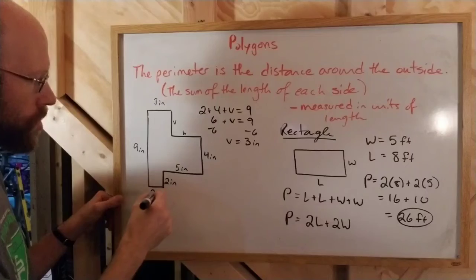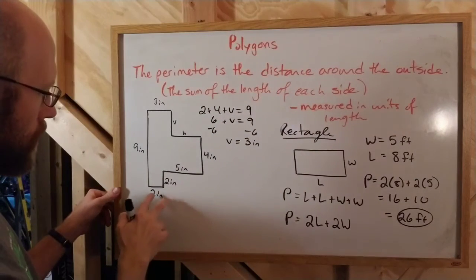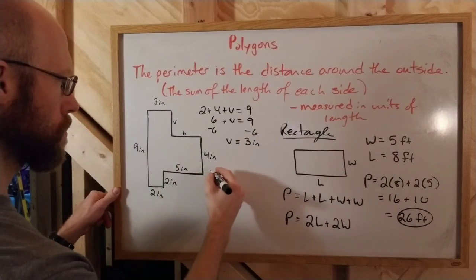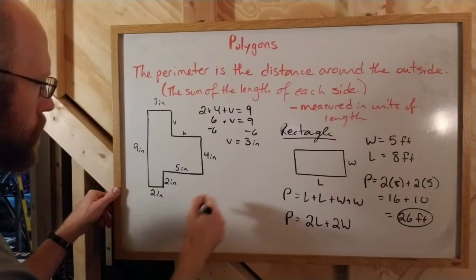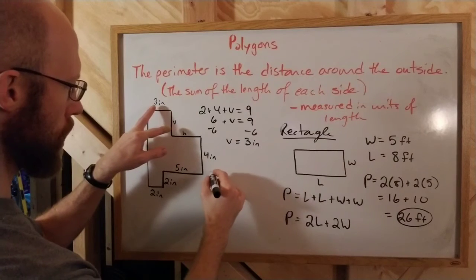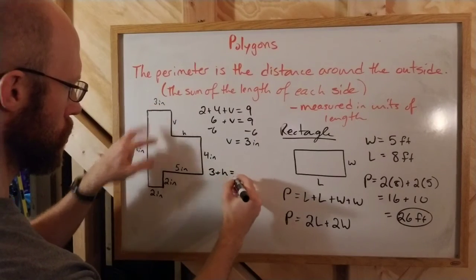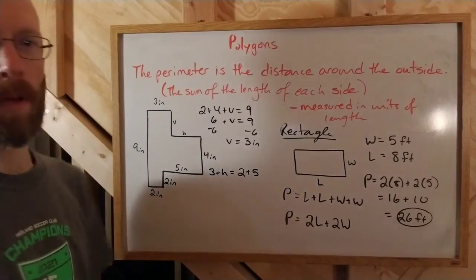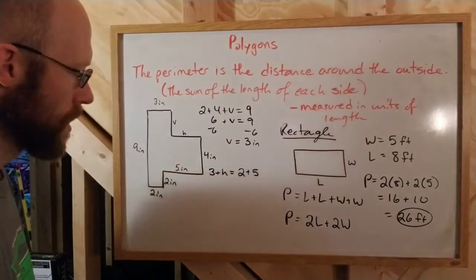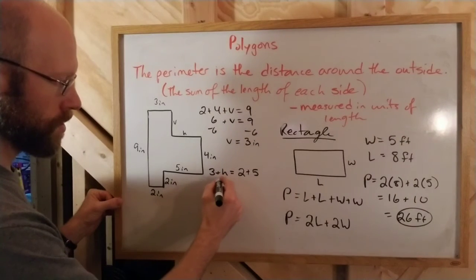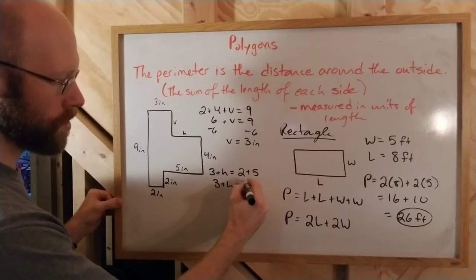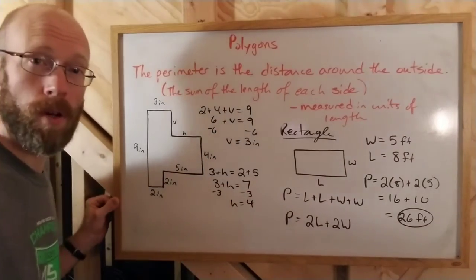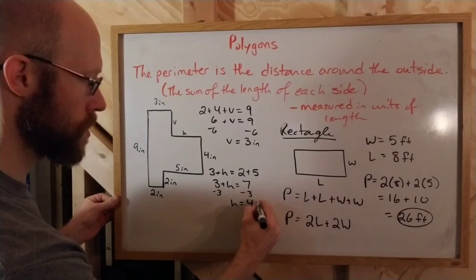Okay, so I know that one. And then the H, well, I know that the 2 horizontal on the bottom should equal the 2 horizontal on the top, because both pairs span the object. So I know that 3 plus H should equal 2 plus 5. Sometimes you have to get a little bit creative with these. So I get 3 plus H is equal to 7. Subtract the 3 from both sides, and H is equal to 4. Okay, so there's 4 inches there.